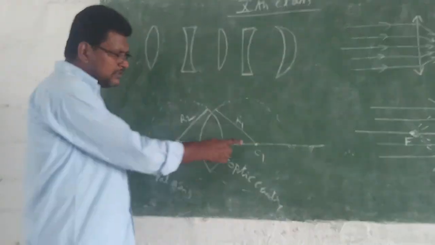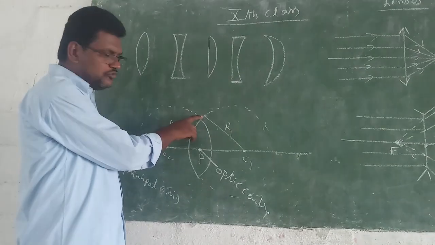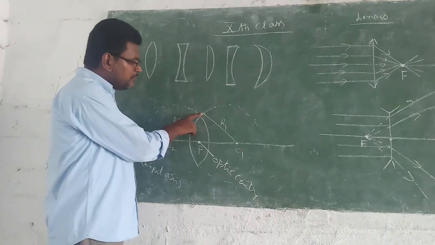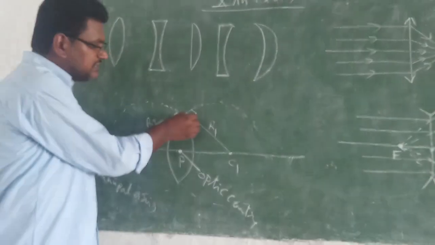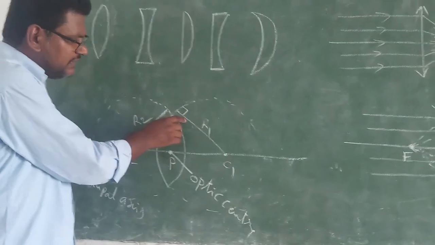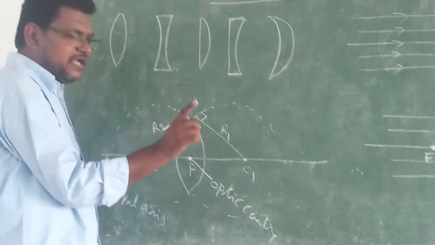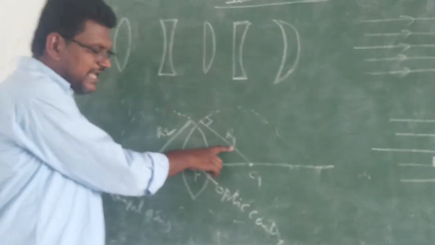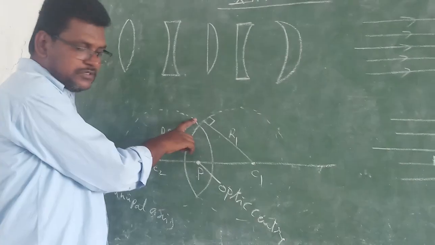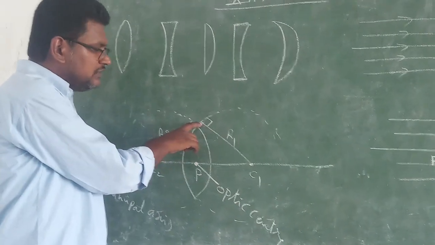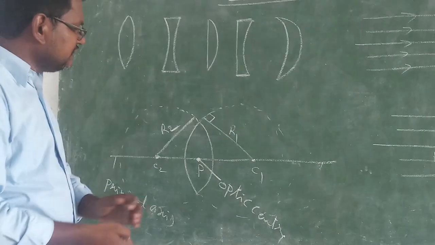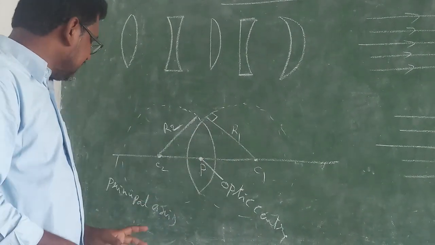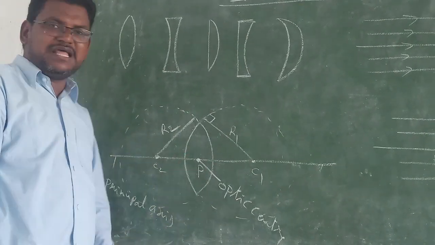And the line drawn from the center of curvature to the surface behaves as a normal to the surface at the point at which it intersects the surface. So here the angle is 90 degrees. Any line drawn from the center of curvature to the curved surface acts as the normal to the surface at the point where that line intersects. Okay, so this is about the center of curvature, radius of curvature and principal axis.